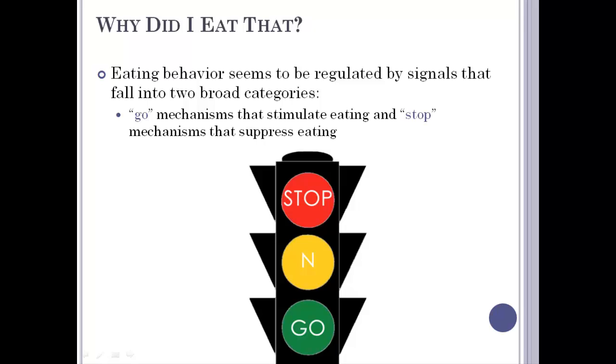So why do I eat? I get this question all the time. Eating behavior is really regulated by signals in your body that are pretty much go signals or stop signals. These are mechanisms that suppress your eating, and they're regulated by hormones.